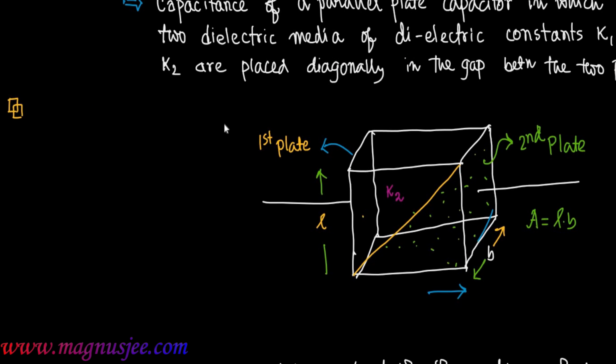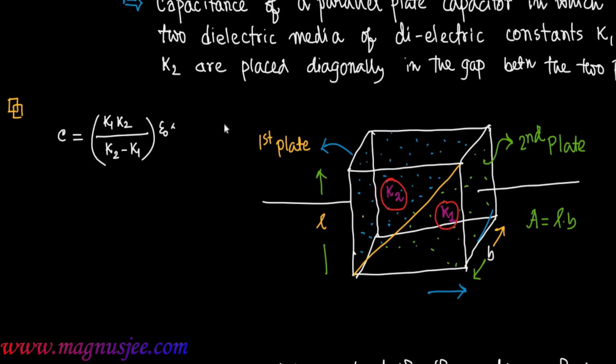A dielectric medium of dielectric constant K2 is placed in the left portion of the gap between the two plates diagonally as shown in the figure. This is the dielectric medium of dielectric constant K2 which is placed diagonally in the left portion. Similarly, another dielectric medium of dielectric constant K1 is placed in the right portion of the gap between the two plates, and C is equal to K1 K2 divided by K2 minus K1, epsilon 0 A divided by D, log base e, that is ln K2 by K1.